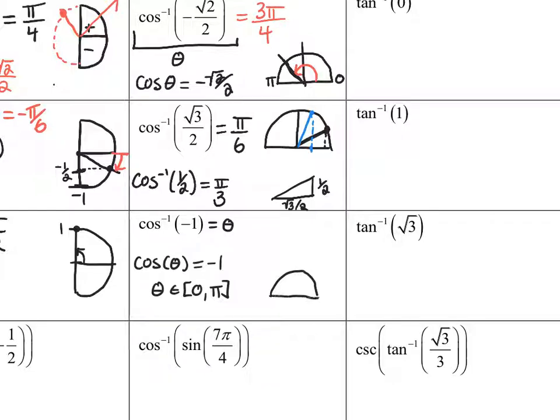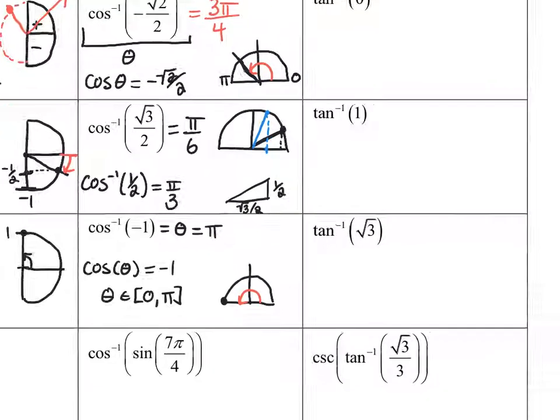So cosine is the x-coordinate. Where is the x-coordinate -1? Right here at pi. So my answer here is pi. Now, pi is on the very end of the possible range of angles that I could get.